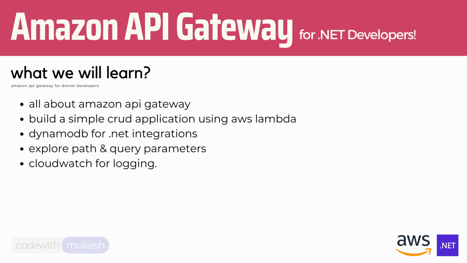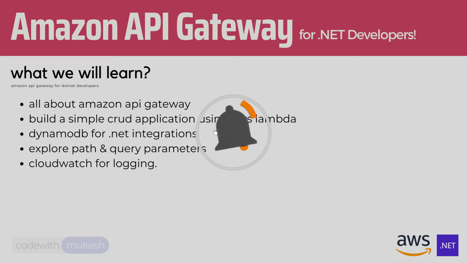We will then use Amazon API Gateway to create and manage a HTTP API that can expose these Lambda functions to the external world. We'll also explore a bit about CloudWatch for logging purposes.